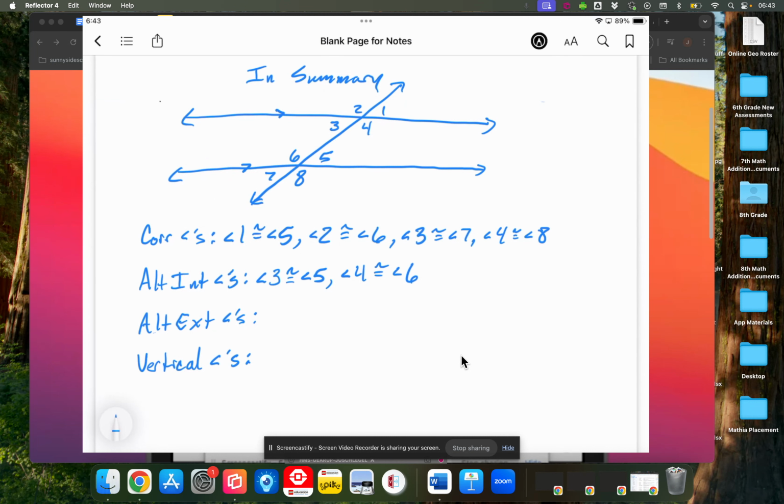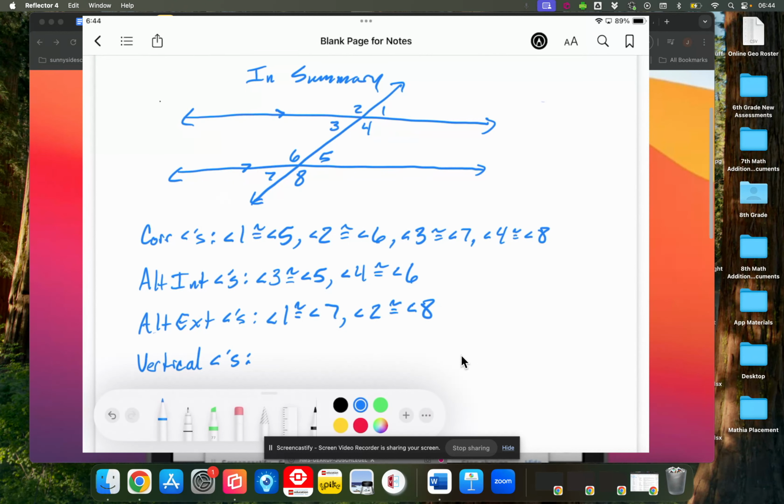Alternate exterior angles. We're going to start with the exterior, which is going to be angle 1. Opposite side of the transversal and outside the figure is angle 7. So because of alternate exterior angles, angle 1 is congruent to angle 7. And then the other angle that is outside the parallel lines on top is angle 2. The opposite side of the parallel line and of the transversal and outside is angle 8. So angle 2 is congruent to angle 8.